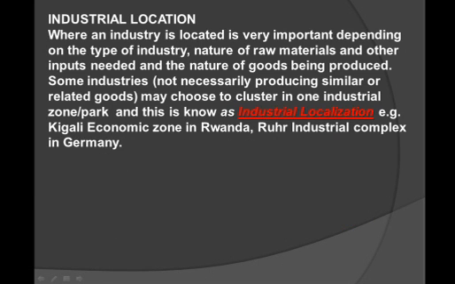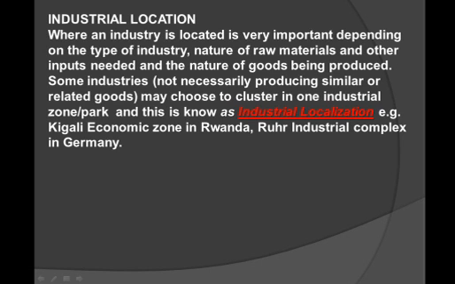Some industries, not necessarily producing similar or related products, may choose to cluster in one industrial zone or park, and this is known as industrial localization. So basically this is a typical example of what I've just shown you in the other picture. We have an area that has so many industries producing different kinds of goods, but they are located in one place. So that is called industrial localization.